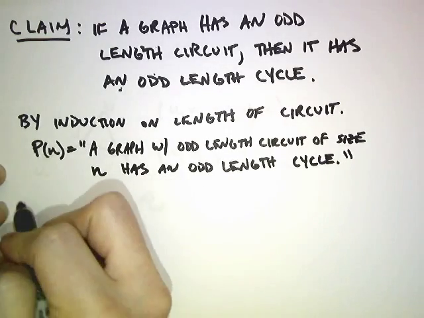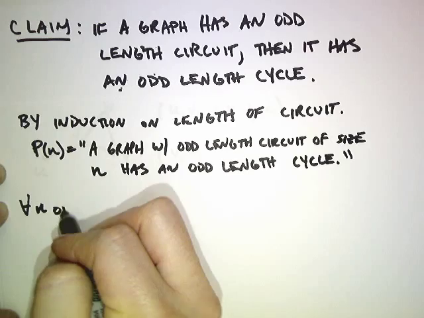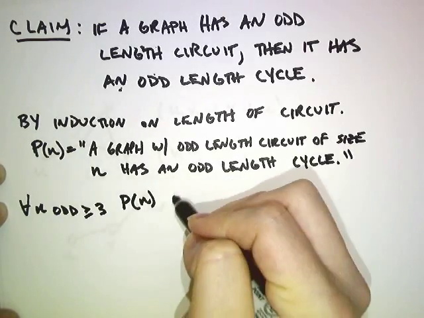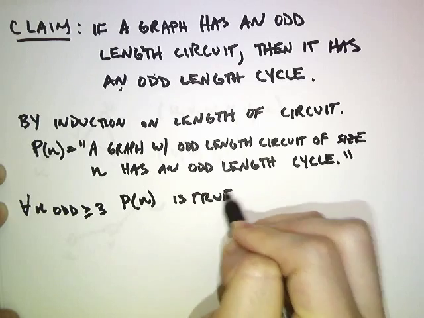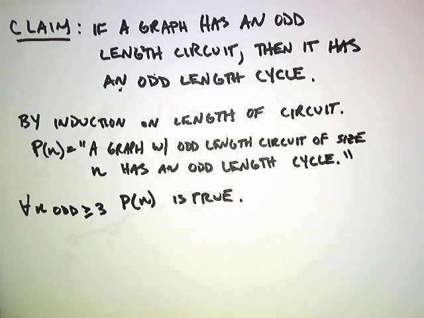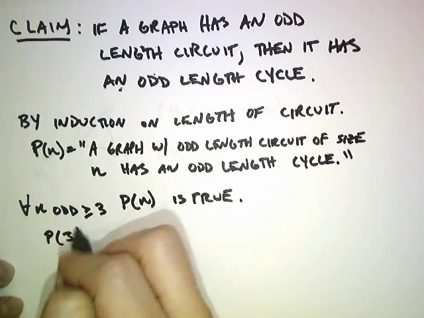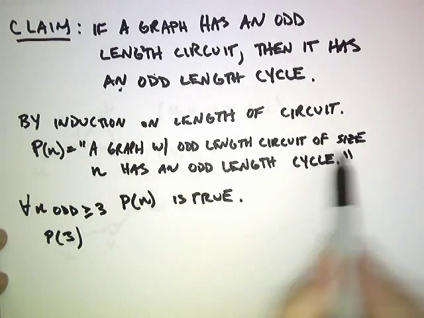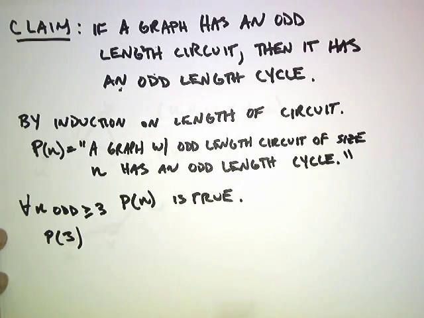And we want to prove that for all n odd greater than or equal to 3, P of n is true. Remember, we're only considering circuits of length 3 or larger. So what's the base case? The base case is P of 3. P of 3 says a graph with an odd length circuit of size 3 has an odd length cycle.